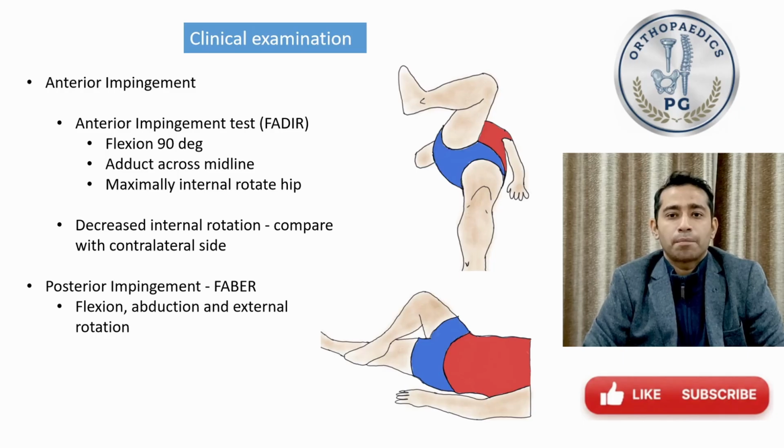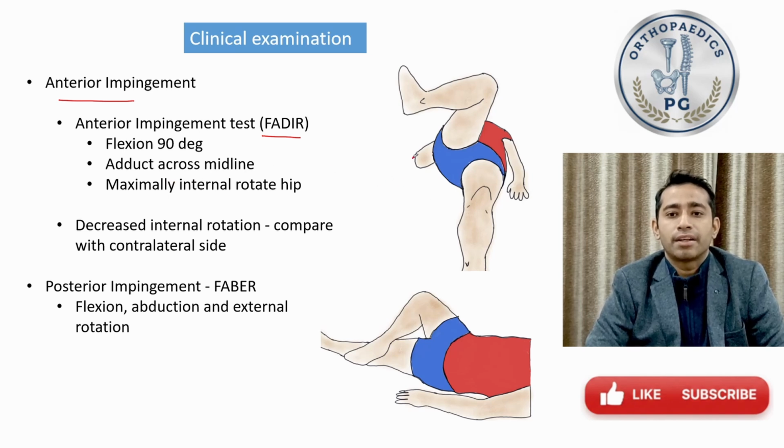Coming to the clinical examination, we have a test for anterior impingement, which is the flexion, adduction and internal rotation. Here the limb is flexed to 90 degrees, adducted across the midline and maximally internally rotated, and this will cause a sharp pain. Also, we can look for decreased internal rotation compared to the contralateral side. For posterior impingement, we have the FABER test, which is flexion, abduction and external rotation causing pain. This is a relatively non-specific test and can be caused by many conditions like an SI joint pathology also. However, the location of the pain in this test can guide us regarding the pathology.